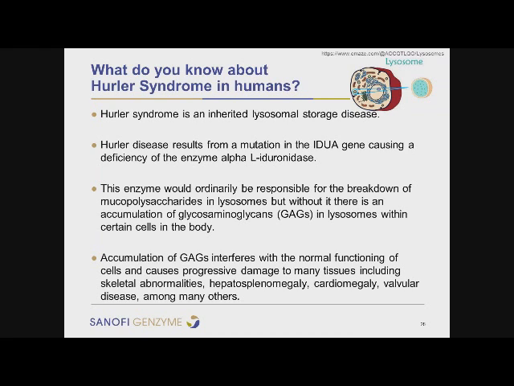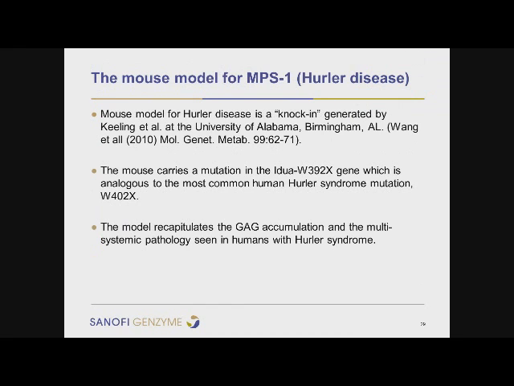again, a progressive damage to many tissues, including skeletal abnormalities, hepatosplenomegaly, which means enlarged livers and spleens, large hearts, or cardiomegaly, and valvular disease, among others.